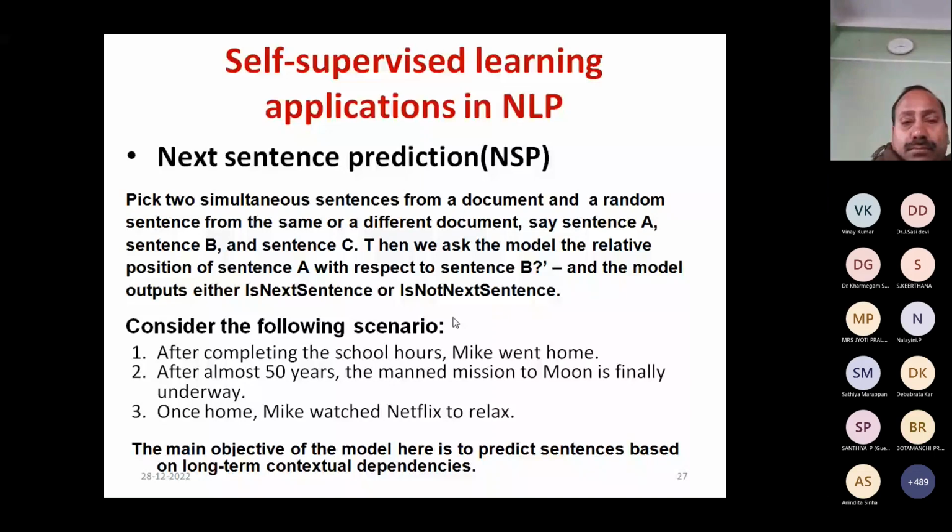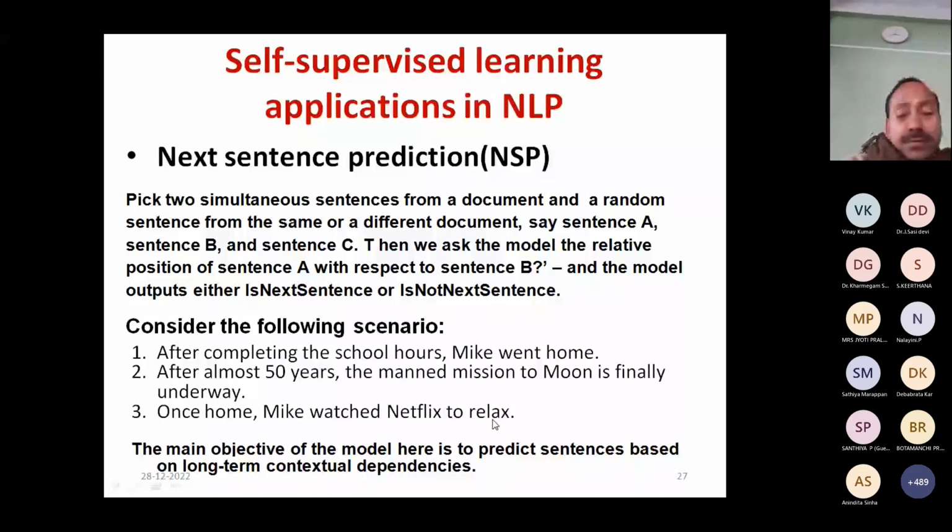We need to understand the contextual dependencies on these matters. Okay, so next sentence prediction is a very, very important concept in NLP. For example, I have given you three sentences. After completing the school hours, Mike went home, and after almost 50 years, the manned mission to the moon is finally underway. Once home, Mike watched Netflix to relax. So when you combine pairs of sentences, which sentence could be the next of which one?